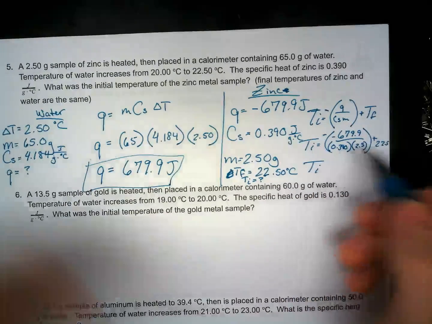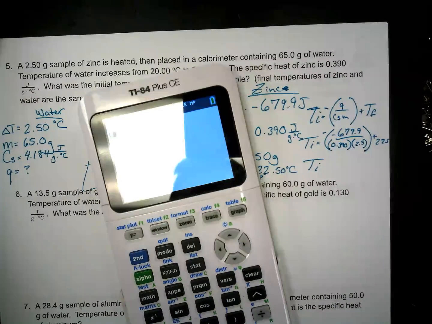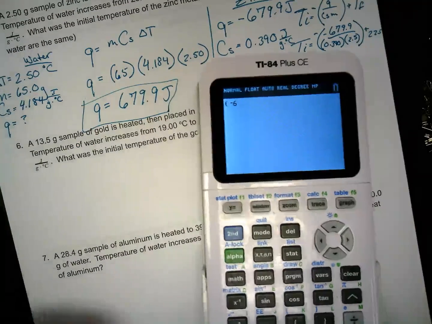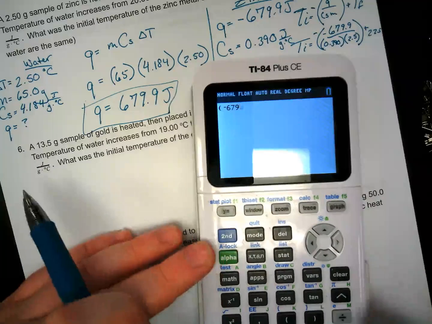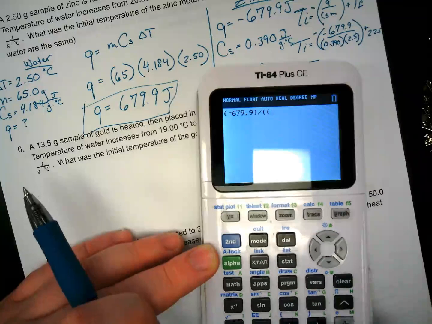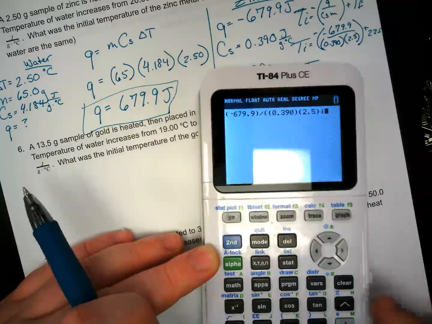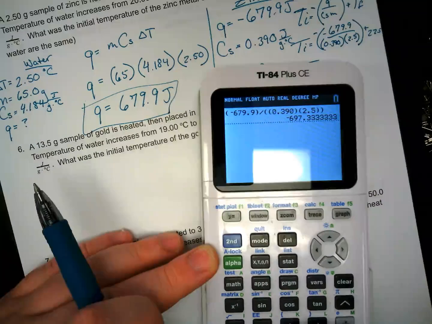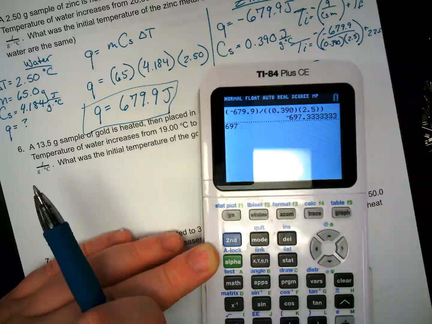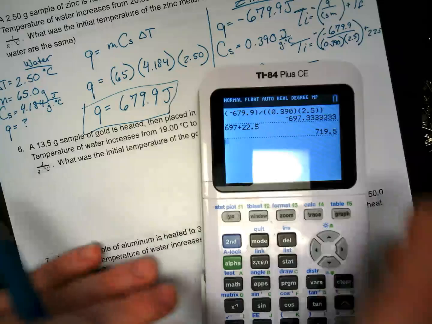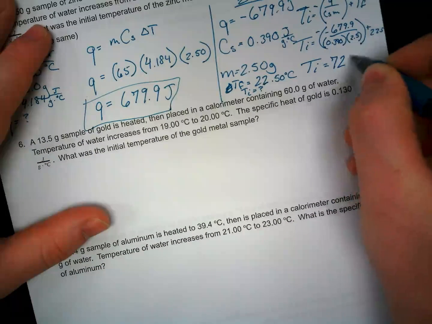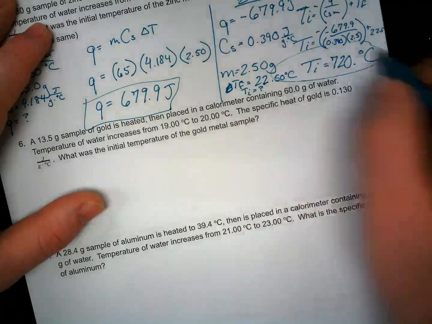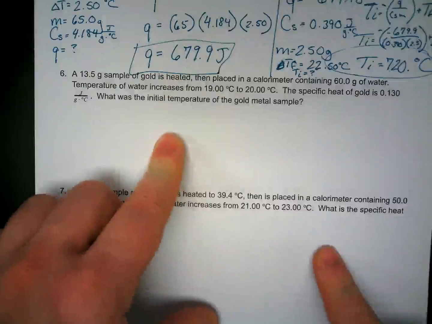So then it's going to be negative 679.9 divided by 0.390 times 2.5. Oops, I forgot, that's actually going to be a positive because it's that negative times another negative, basically times -1. So that's a positive 697. 697 plus 22.5 ultimately tells us that the initial temperature of that zinc was 720 degrees Celsius.